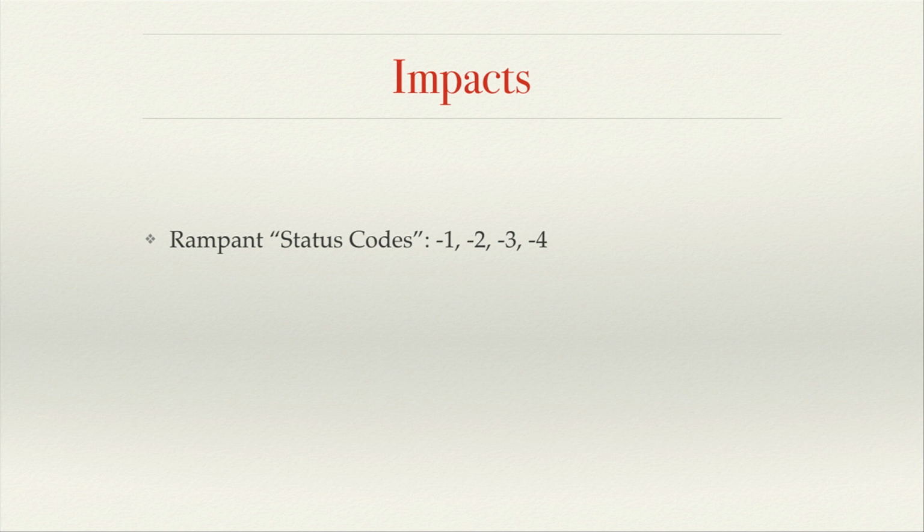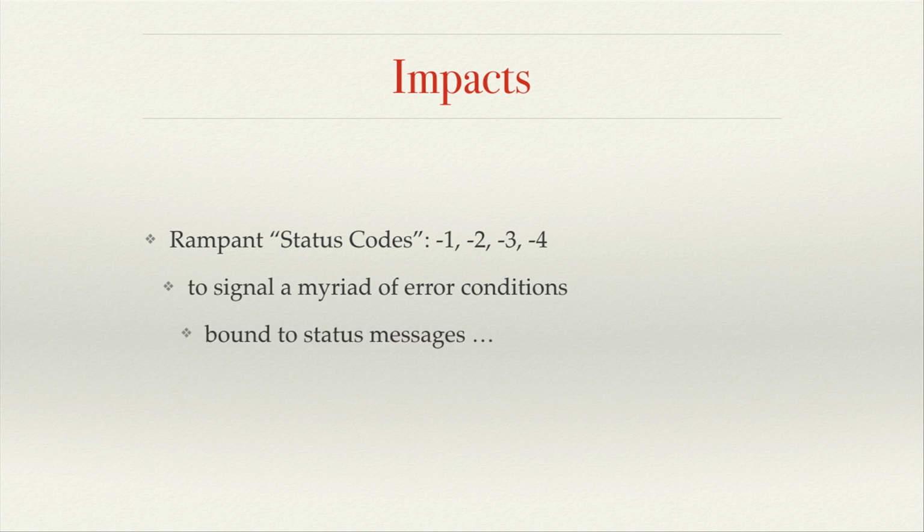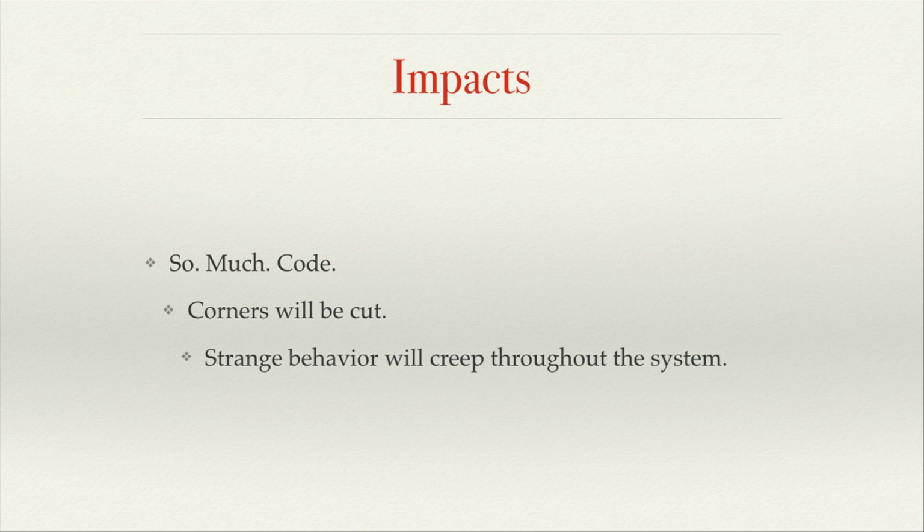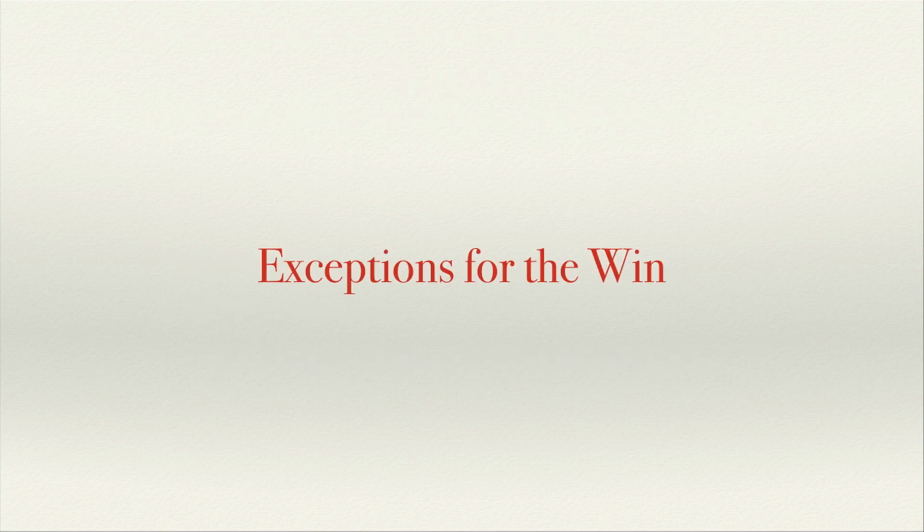So obviously you get rampant status codes, and they could signal any number of error conditions. And of course, you always want to find some way to bind those error codes to helpful messages for end users. And what you might do is maintain them in lookup arrays, and some global array that maps error codes to messages. So much code, and when that happens, corners are going to get cut. These error conditions are just not going to get handled, and then strange behavior is going to creep throughout the system for sure. And so this is where exceptions can really help us.